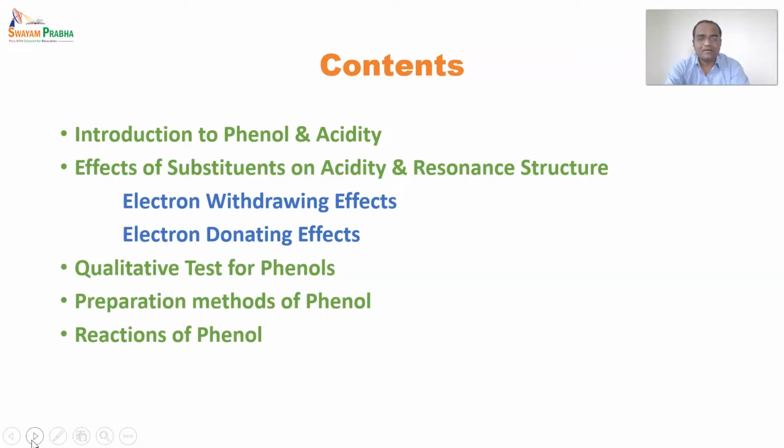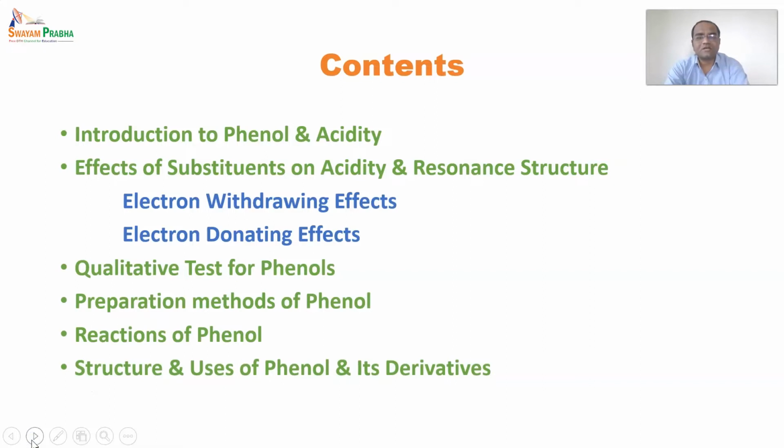So they will be interrelated, like the reaction of phenol with zinc oxide. It forms benzene. So that is a preparation method for benzene, but it is a reaction for phenol. Such kinds of reactions we will find. And after that, the structure and uses of phenol and some of its derivatives like cresol, naphthols and resorcinol.